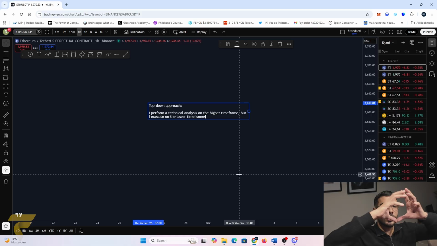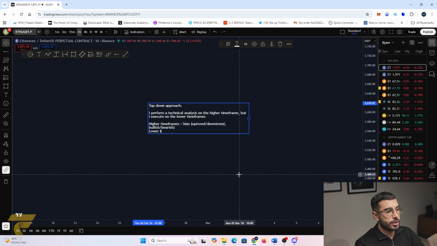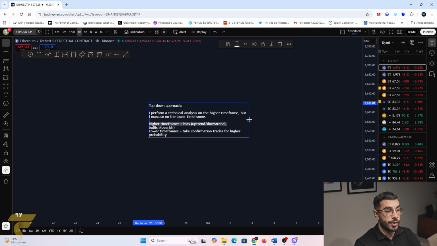So you go from the higher time frame to the lower time frame. The higher time frame is for the bias, to identify, of course, whether we are bullish, bearish, in an uptrend or a downtrend. And the lower time frames are to take trades, confirmation trades for higher probability. So that's pretty much how I trade myself.